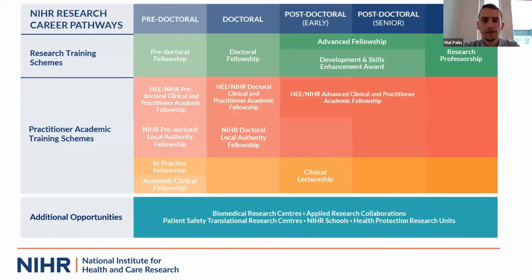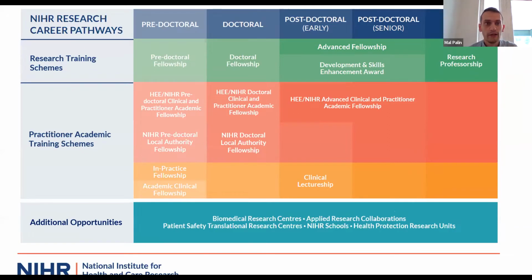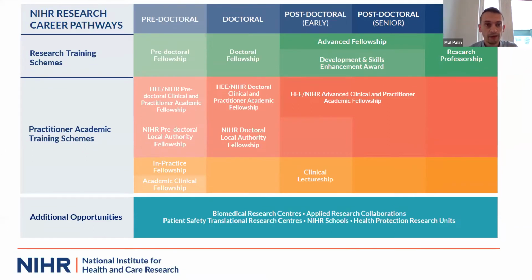So looking at those streams and schemes in a little bit more detail, we've got them here on this slide. This is everything that constitutes an Academy Award at present, and you can see those three distinctions are here again, but horizontally this time. We've got our specifically academically focused schemes on the top row there: pre-doctoral fellowships, doctoral fellowships, and the advanced development and skills enhancement awards, and onwards to the research professorships.